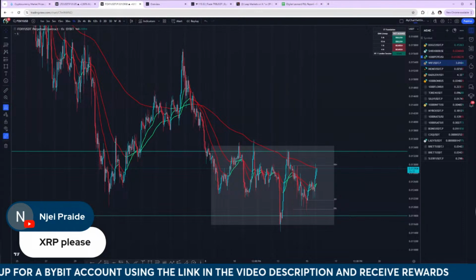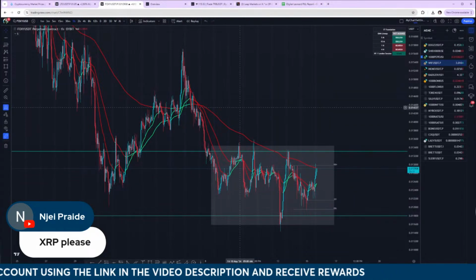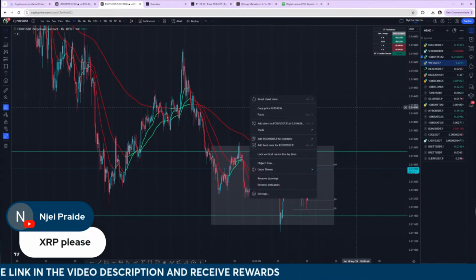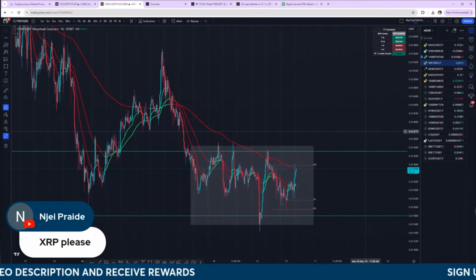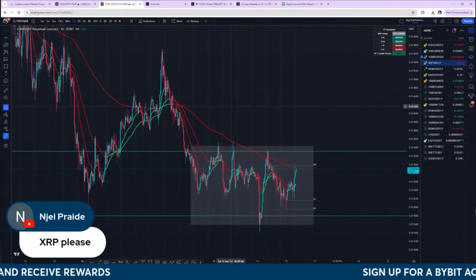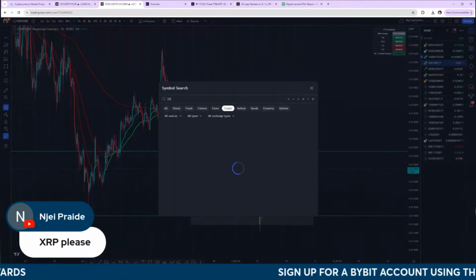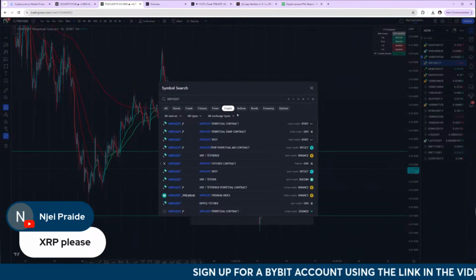For Foxy, I hope Abby, you get that, this is what I'm basically looking at for Foxy. Okay, so let me see XRP USDT.